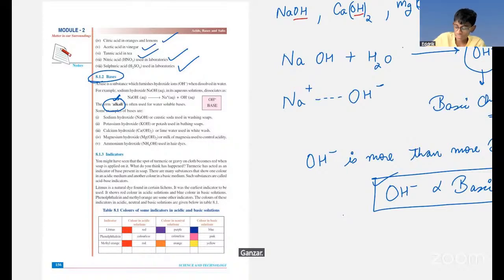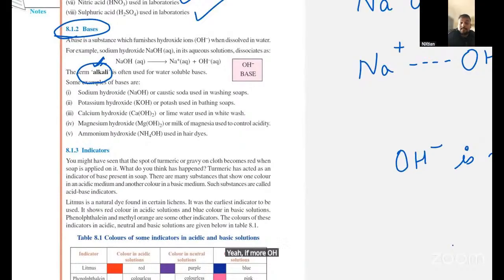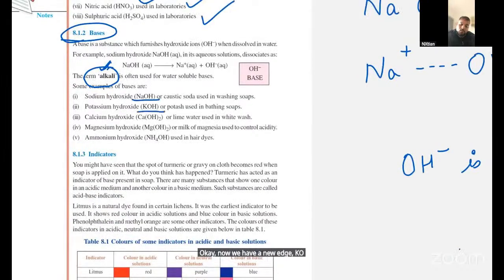H plus is directly proportional to acidic character, and OH minus is directly proportional to basic character. If more OH minus ions are there, then it will be more basic. Now we have NaOH, KOH, Ca(OH)2, Mg(OH)2. So you can find that this OH is there. If OH is there in the solution, it will be basic.